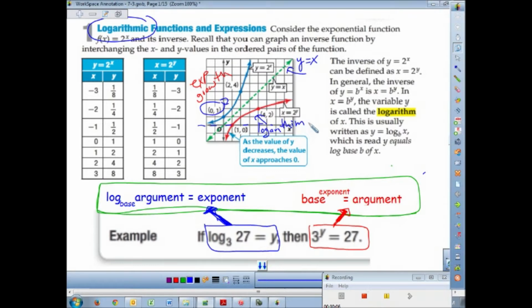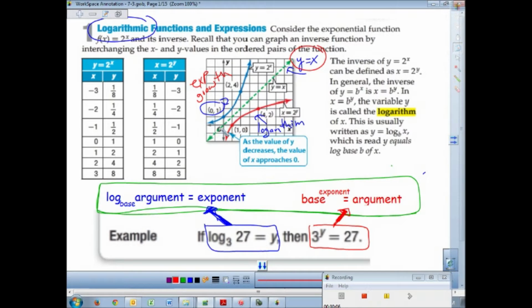Well, remember our talk about inverses. An inverse is a reflection over the line y equals x. Remember, when we made a table of values over here, if they're truly inverses of each other, don't you just switch x and y around? Do you see how they did that in the table? All the x's and y's are switched around. Cool. So this red thing is the logarithm graph. It is the reflection of the blue thing over the line y equals x.